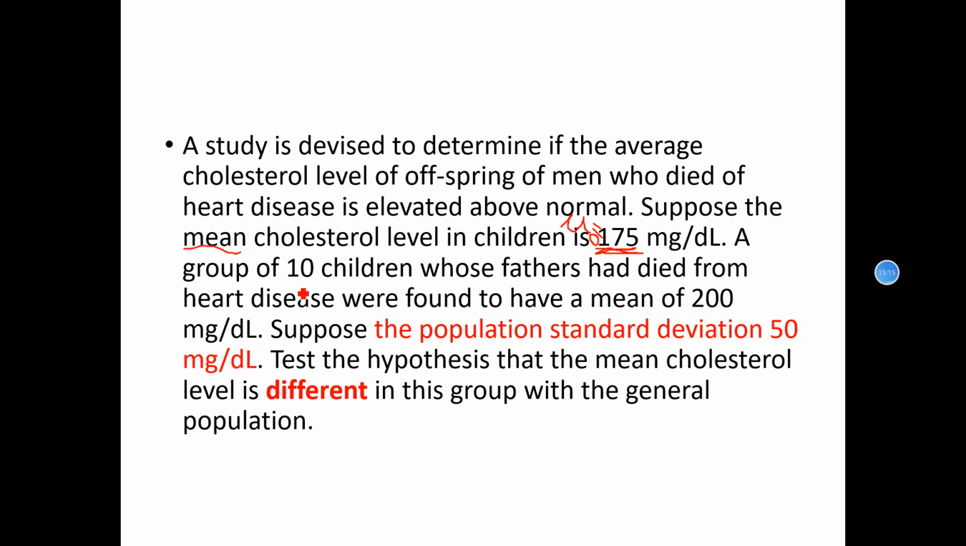Next one, a group of 10. Here this 10 is the little n, the sample size, right? Ten children whose fathers had died from heart disease were found to have a mean of 200. This 200 is calculated from the data of 10 children, so this number is x bar. Next, suppose the population standard deviation is 50. This standard deviation is from a population, so this one is sigma. So sigma is given in this question, and we can use the Z distribution. Next one, test the hypothesis that the mean cholesterol level in this group is different from the general population.